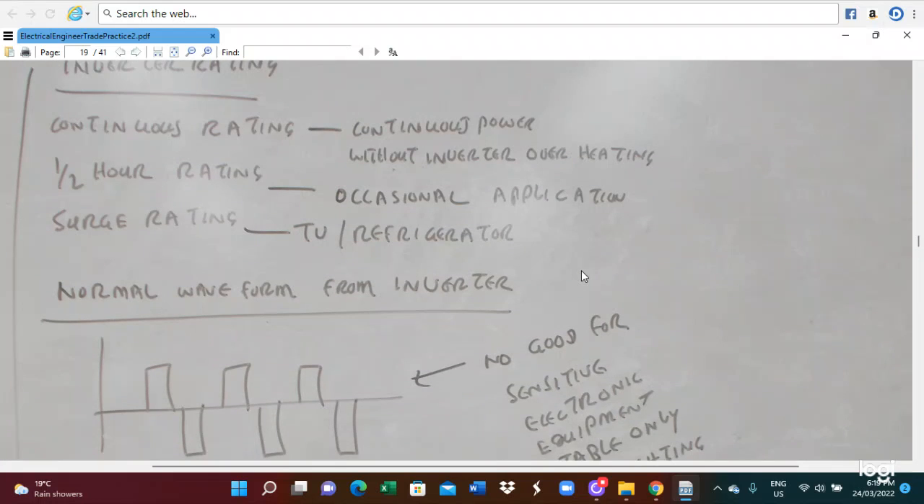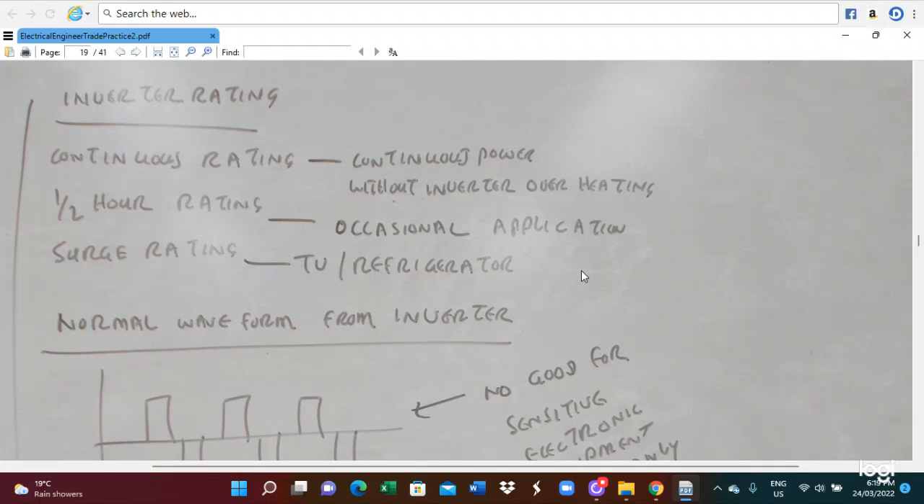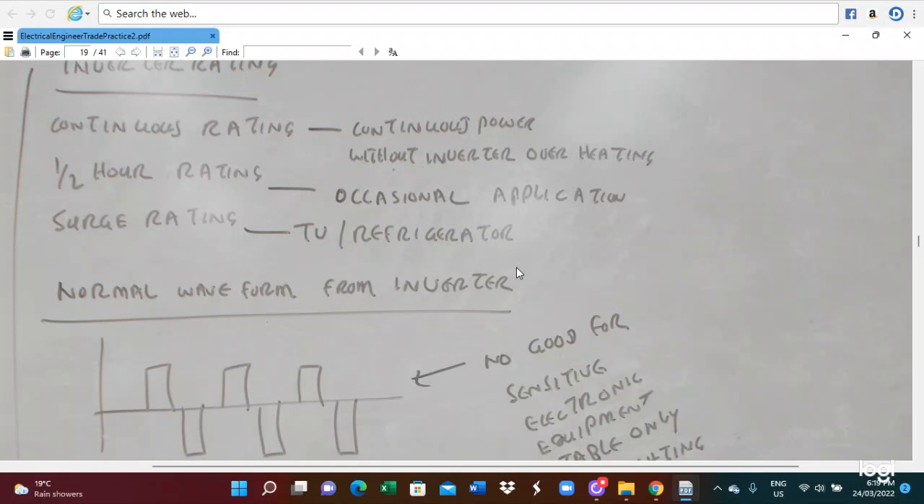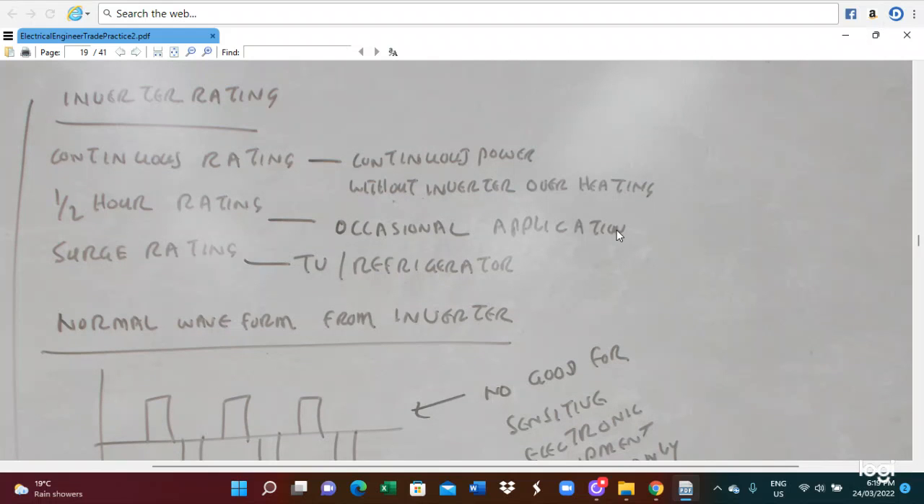So the inverter rating: the continuous rating is continuous power without inverter overheating. Half power rating is for the oscillational application, and surge rating is for a TV and a refrigerator. So this is for the surge rating, for the TV and the generator. So this is the inverter rating.